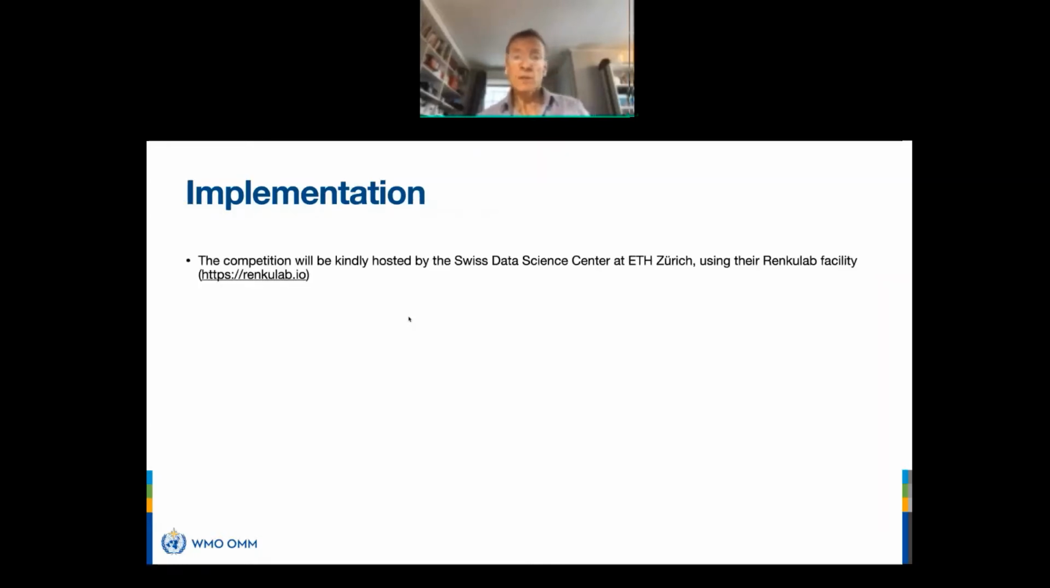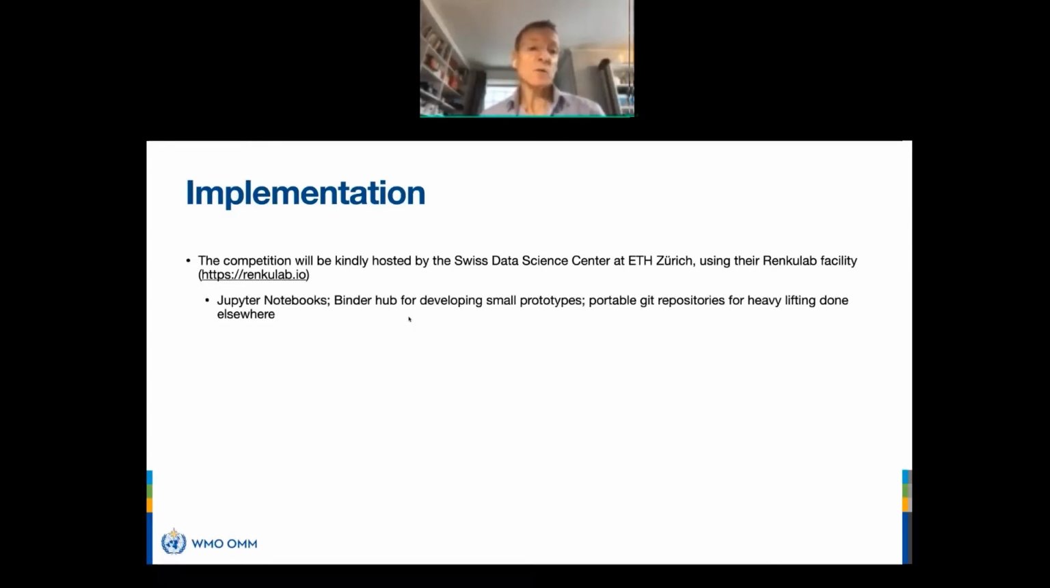So in terms of the implementation, that's going to be hosted by the Swiss Data Center at ETH Zurich using their Renku Lab facility. And that will be making use of Jupyter Notebooks, a binder hub. Small prototypes can actually be run at Renku Lab, but it's built on a Git framework.